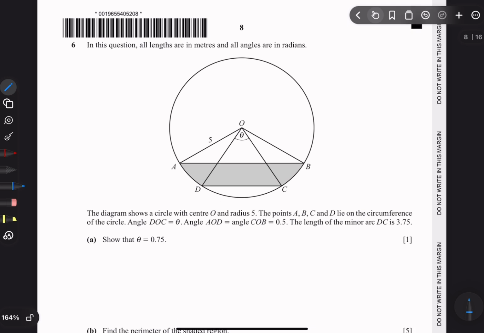Okay, question 6. The diagram shows a circle with center O and radius 5. The points A, B, C, and D lie on the circumference of the circle. The angles are as such. The length of the minor arc DC is 3.75. Okay, so first of all, we can label this diagram first.